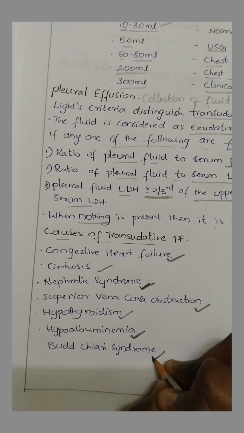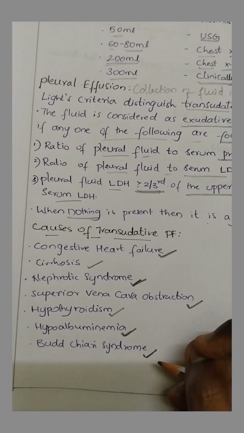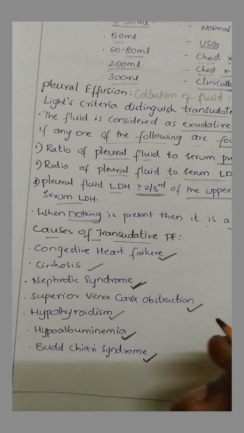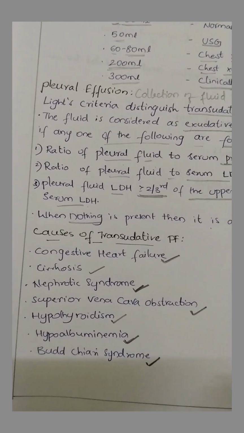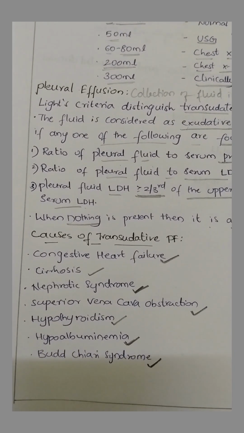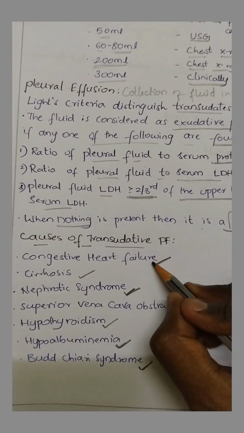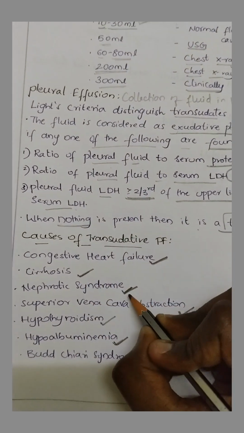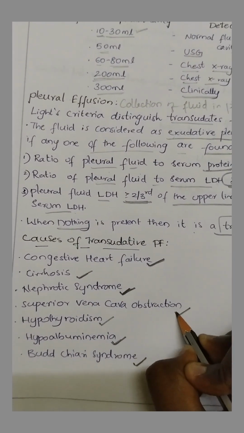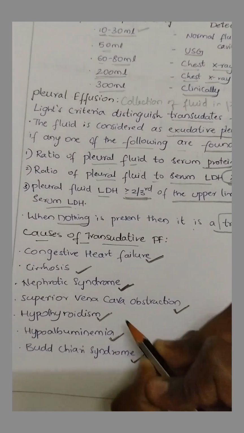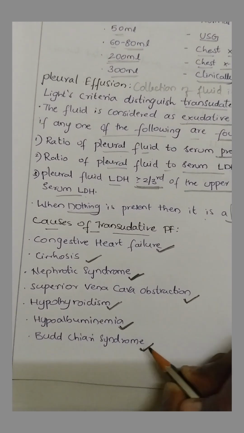And what is Budd-Chiari syndrome? Budd-Chiari syndrome is nothing but obstruction in the hepatic veins. This also causes the transudative type of pleural effusion. So what are the causes? Let me revise. The causes of the transudative type of pleural effusion are congestive heart failure, cirrhosis, nephrotic syndrome, superior vena cava obstruction, hypothyroidism, hypoalbuminemia, and Budd-Chiari syndrome.